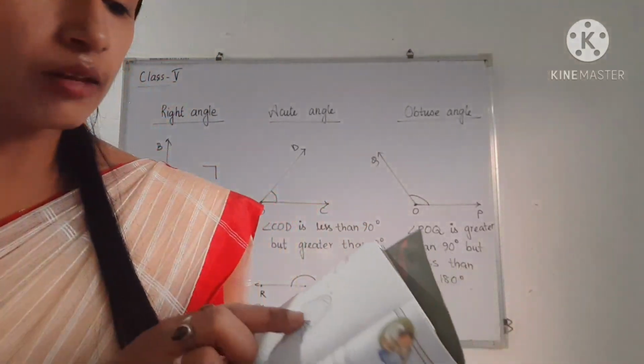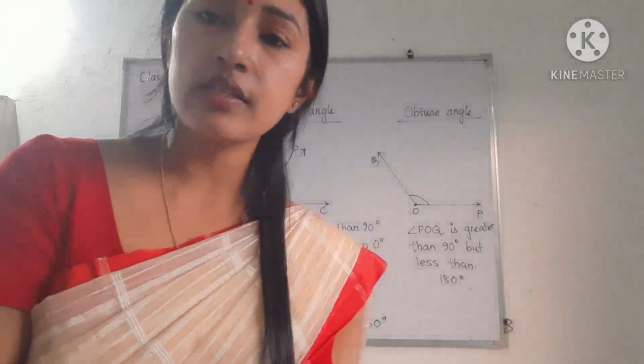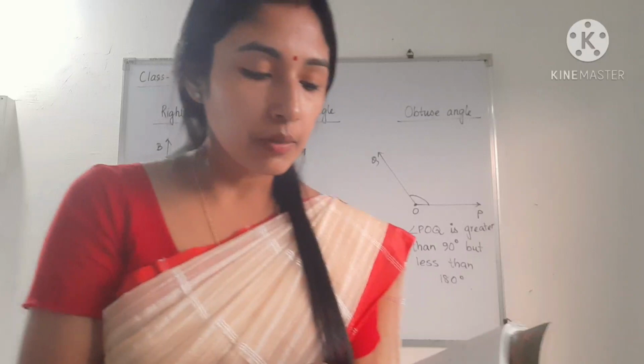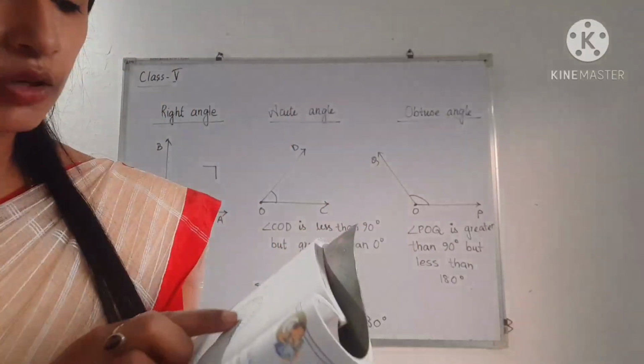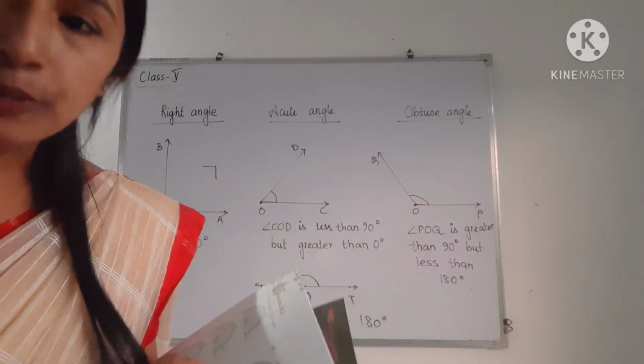Similarly in B. So A is an acute angle because it is 69 degrees, and 69 degrees lies in between 0 and 90. Similarly, here in B, you can see that the angle is more than 90. That means it is an obtuse angle.